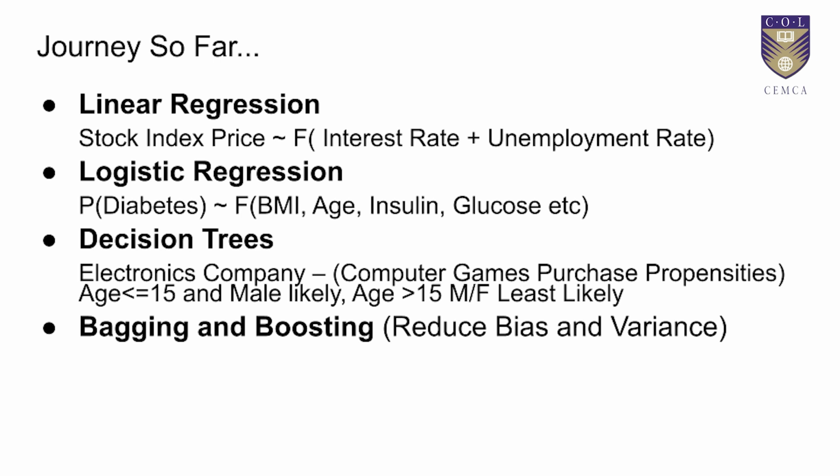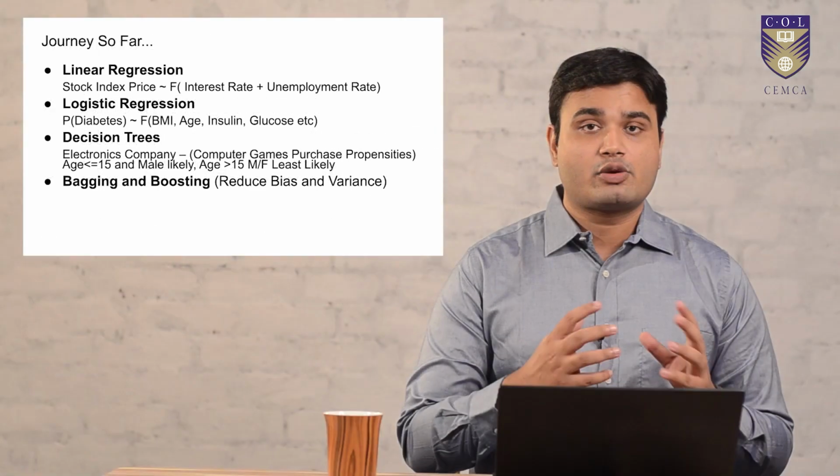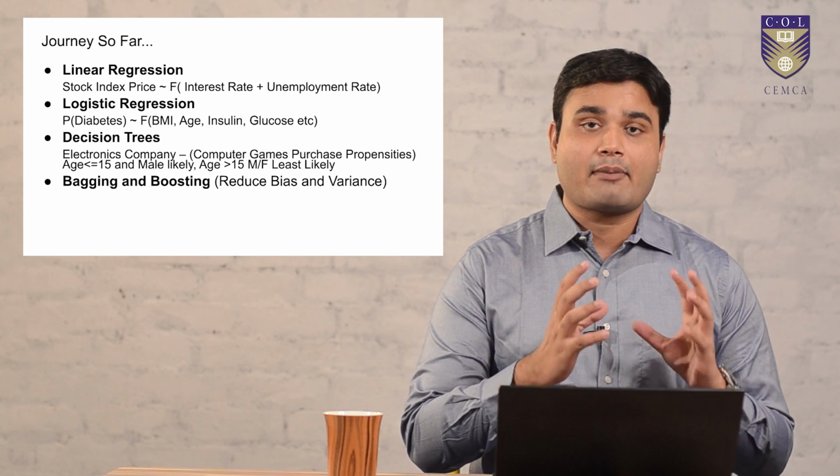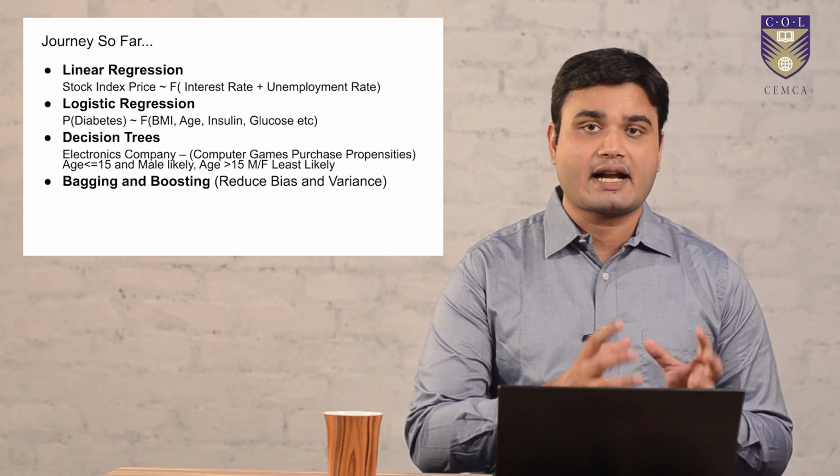Then we looked into the problems that decision trees have in terms of bias and variance, and we looked into techniques that can compensate for this bias and variance prevalent with the data. We looked into bagging, boosting, and applications of bagging and boosting such as random forest and gradient boosted algorithms.